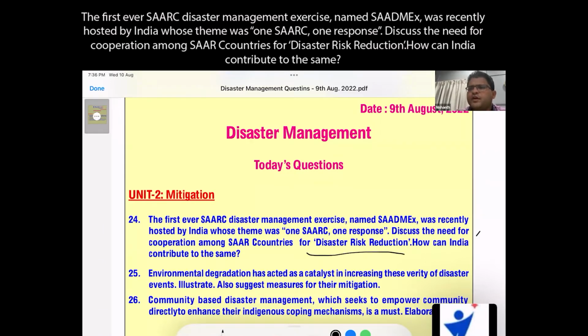So see the important terminologies: SADMEX, hosted by India, whose theme was One SAARC, One Response. Discuss the need for cooperation among SAARC countries for disaster risk reduction. How can India contribute to the same? So there are two aspects of the question. One is the need for cooperation among SAARC countries for disaster risk reduction, and what is the contribution of India in this particular exercise. So give me the outline or the framework for the question.